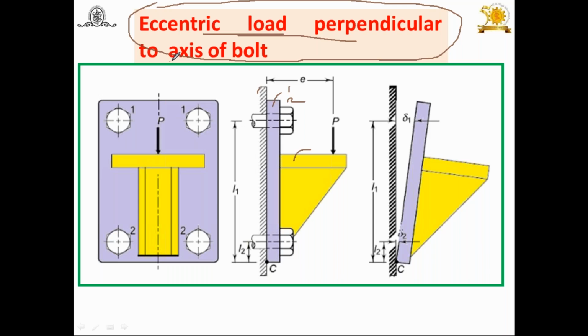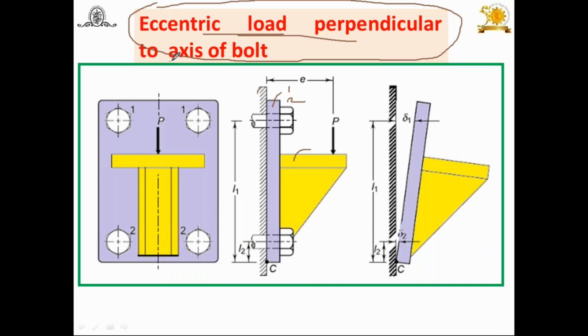So look at this. This is eccentric load P. It is eccentric, at a distance of e. Then it is perpendicular to the axis of the bolt. Try to understand, this is the case. And how to tackle such a situation? Because of this load, what is happening? You know very well, this P is acting vertically downward.